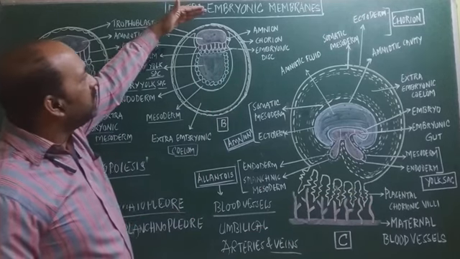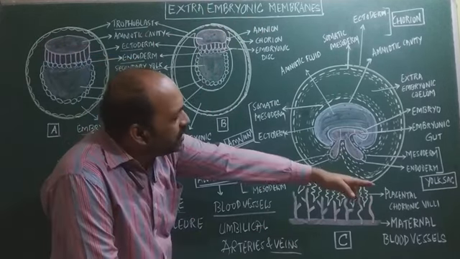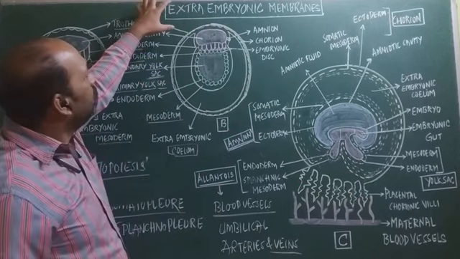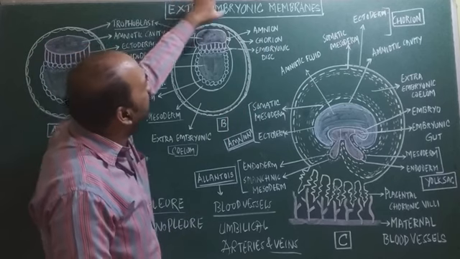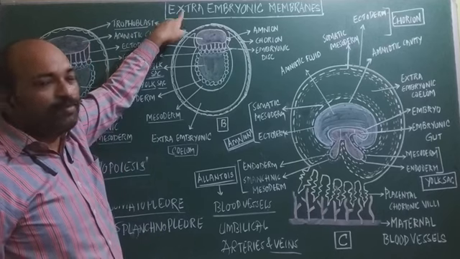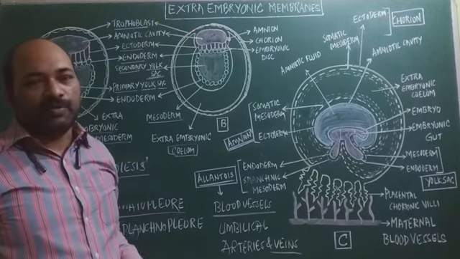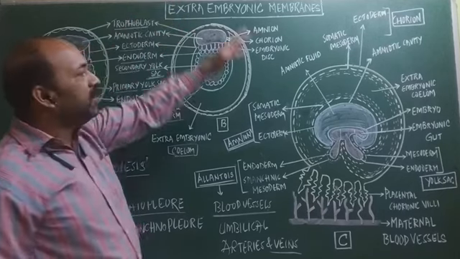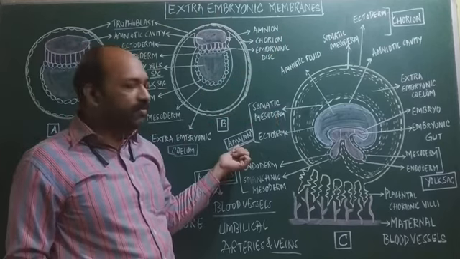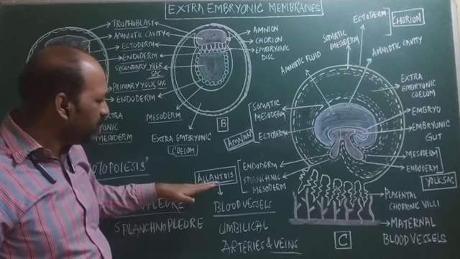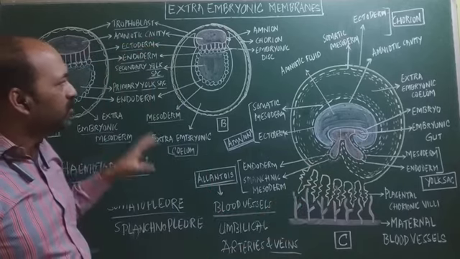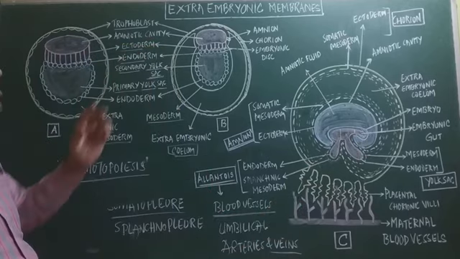Remember, these are the four membranes: yolk sac, allantois, amnion and chorion. These are called extra embryonic membranes, which means they are not inside the embryo but present outside the embryo. And these extra embryonic membranes may protect the embryo, provide for its movement, or help in the formation of the arteries and veins as well as the blood. So this is all about the extra embryonic membranes.